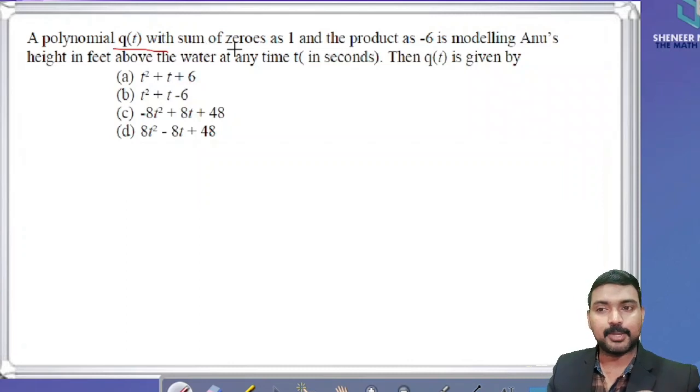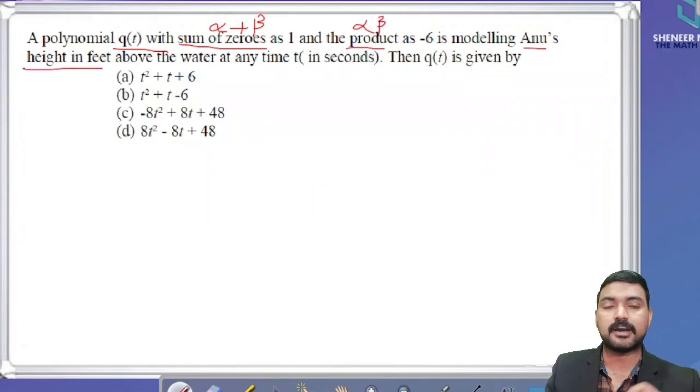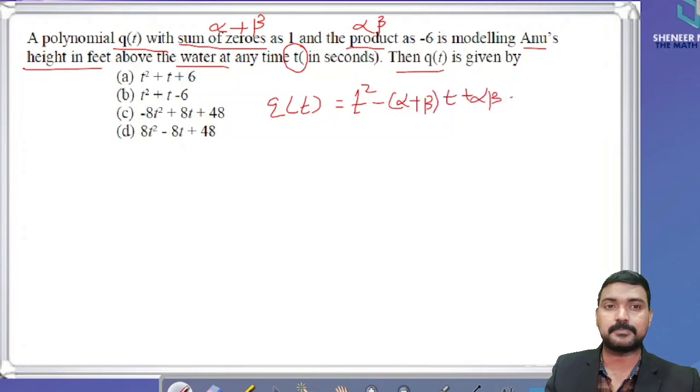A polynomial q of t with the sum of zeros as 1 and the product as minus 6 is modeling Anu's height in feet above the water at any time t seconds. Then q of t is given by. Here also it is clearly given the equation can be created based on the sum of the zeros and the product of the zeros. Sum of the zeros, it means alpha plus beta, which is given that 1. So alpha plus beta is equal to 1 and alpha beta is the product of the zeros, which is given that minus 6. So alpha beta is equal to minus 6.